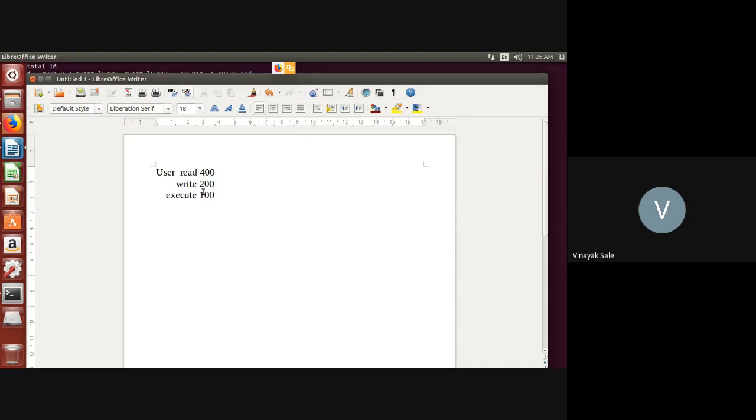Similarly for group, a read permission is 40, then write permission is 20, then execute permission is 10. Then for other, read permission is 4, then write permission is 2, then execute permission is 1.